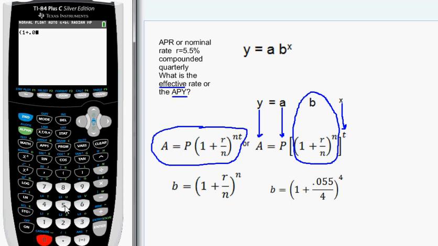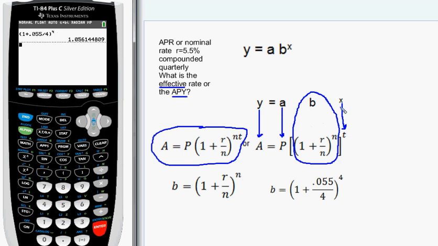You can see what I'm typing. Divide by 4, and then I want that whole base raised to the 4th power. Remember, this is just going to give me the b value, the growth factor of an exponential equation. I basically converted this larger compound interest form into y equals a b to the x, and I need not know what a is or x in this particular problem.